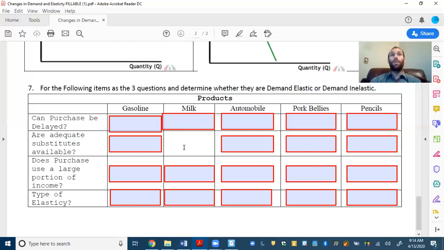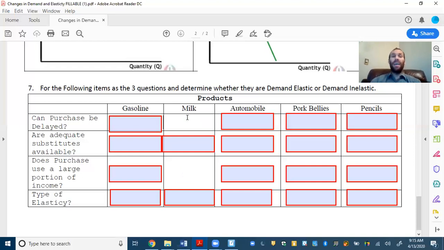With a lot of almond milks and cashew milks and soy milks, there are pretty good substitutes to your average dairy milk. So are adequate substitutes available? We'd say yes. So can you wait to buy milk? We could say yes to that or no. That's really up to you. On this one, adequate substitutes, yes. Is it a large portion of your income? Milk typically isn't a large portion of your income.